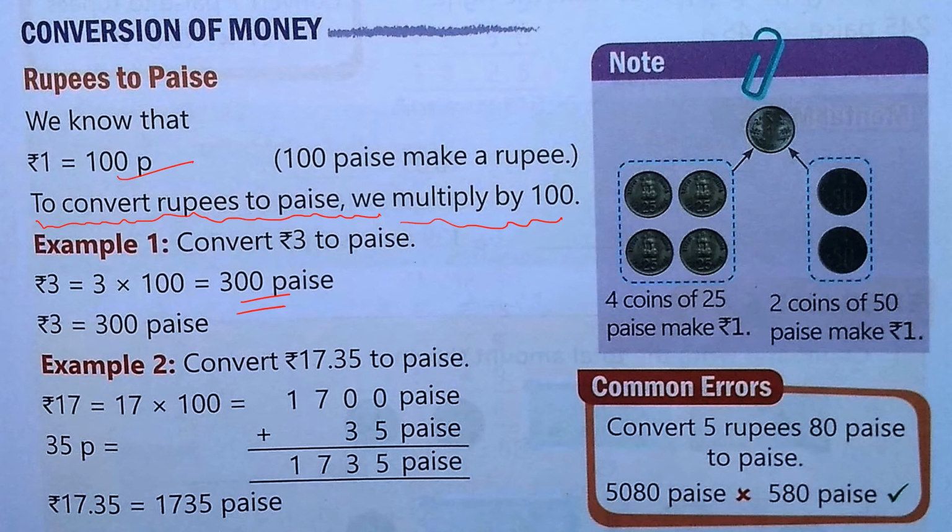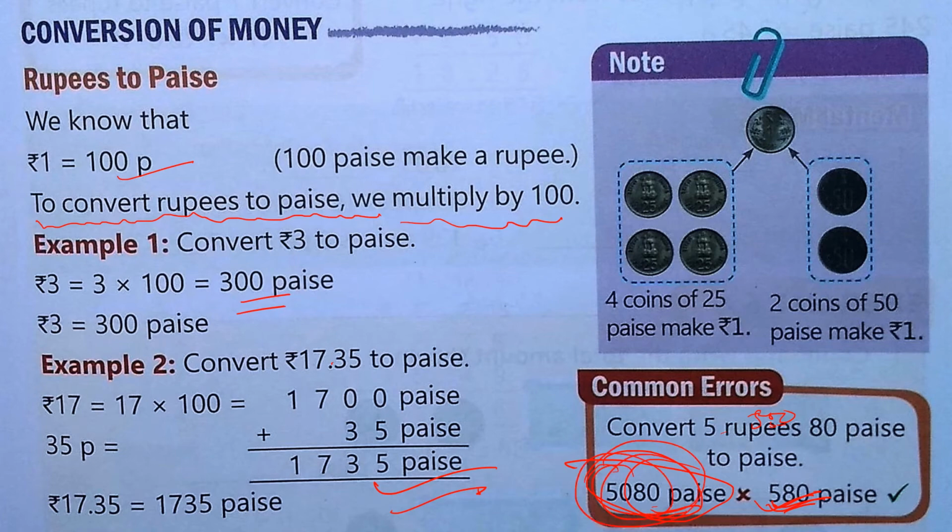Convert this one, where the point is there. 17 into 100 is 1700, plus 35 is 1735 pies. Very easy. This is wrong. See the common error: 5 rupees 80 pies. How will we write it? 5080 pies? Because 5 rupees is equal to 500, plus 80. So this is the wrong one. This is the correct one: 580, because 500 plus 80 is 580. Keep in mind the common error you people make.